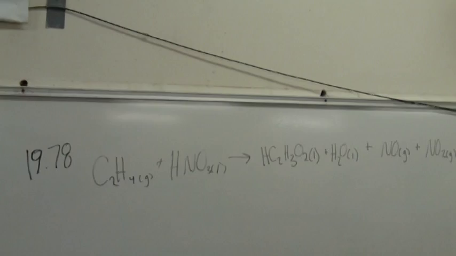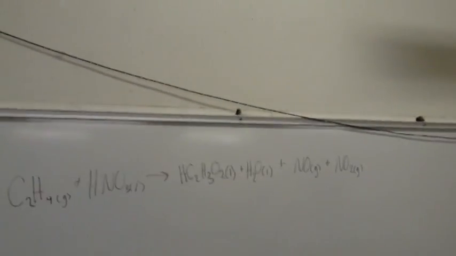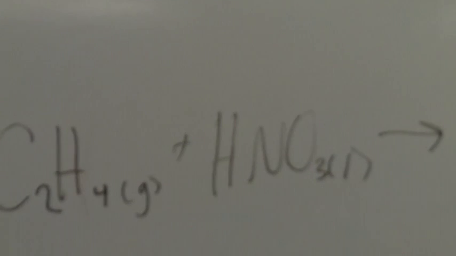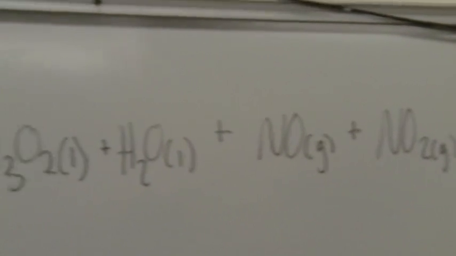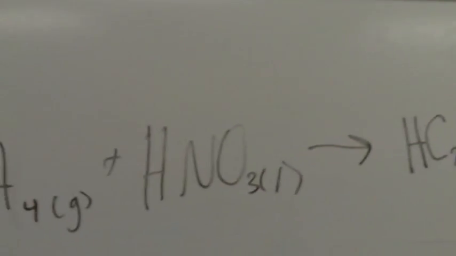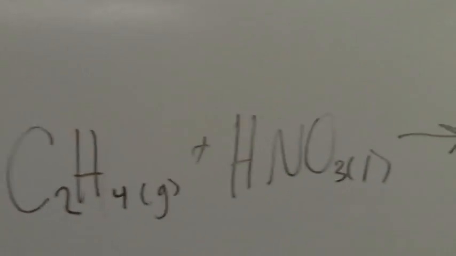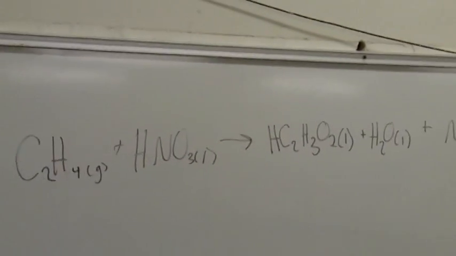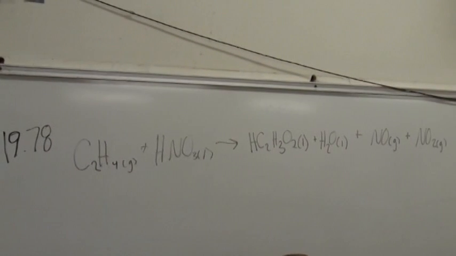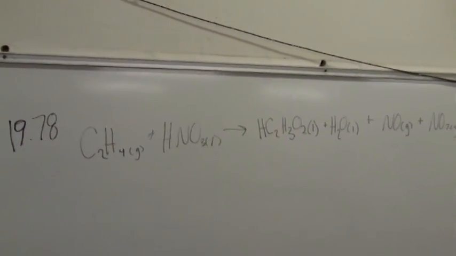Okay, this is 19.78. It says determine whether the following reaction, shown here, equation unbalanced, will be spontaneous at 25 degrees Celsius. And then, do we expect appreciable amount of products to form? So, the first thing we need to do is balance the equation.